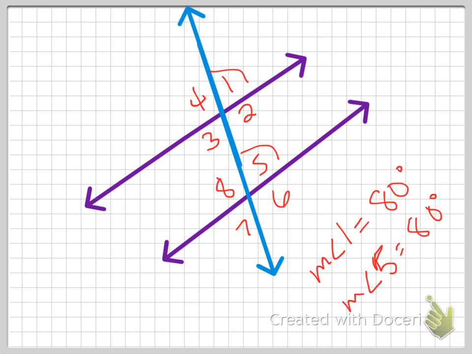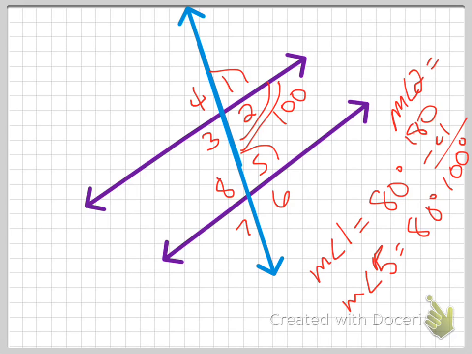The angles that are adjacent to those angles are what are called complementary. Angle 2 right here is adjacent to angle 1. It's right beside it, right next to it. So if angle 1 is 80 degrees, the measure of angle 2 is equal to 180 degrees minus the angle right beside it. So 180 minus the 80 degrees that we already know is angle 1 is equal to 100 degrees.